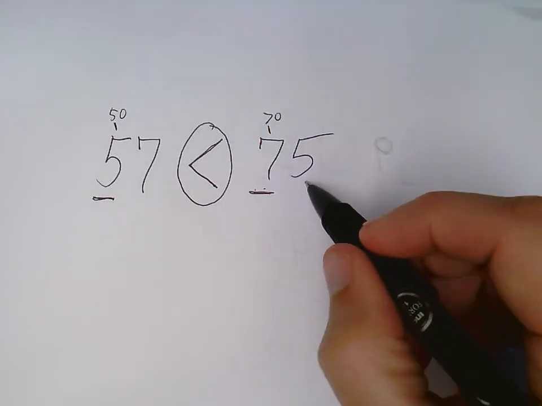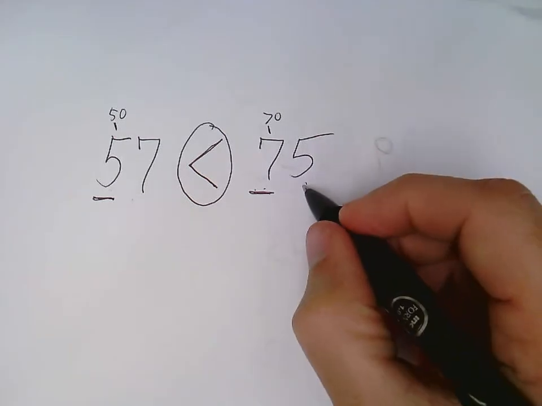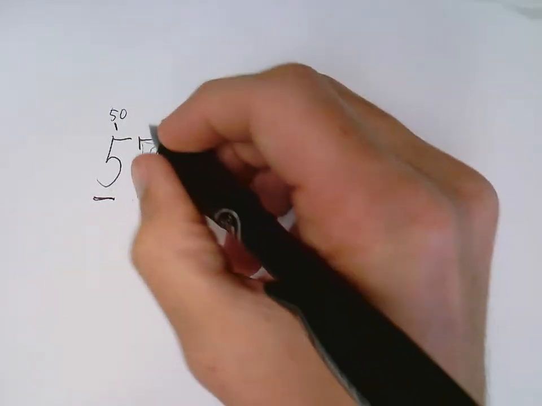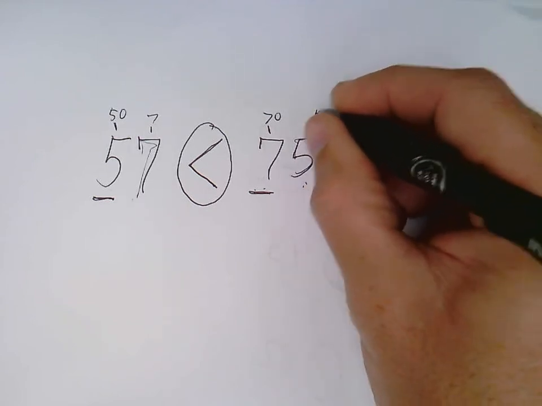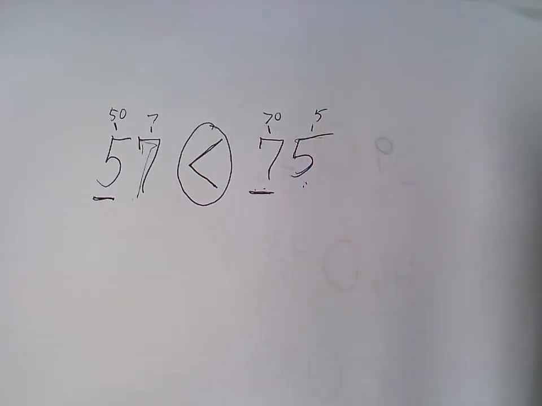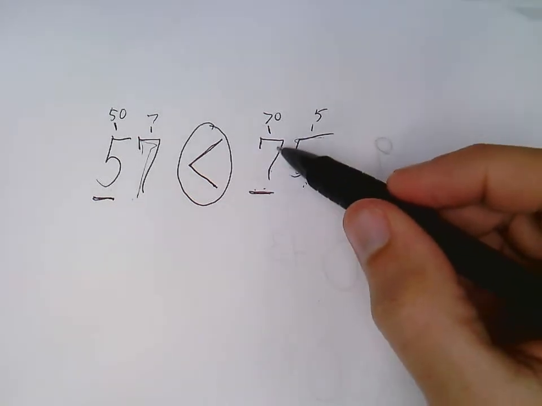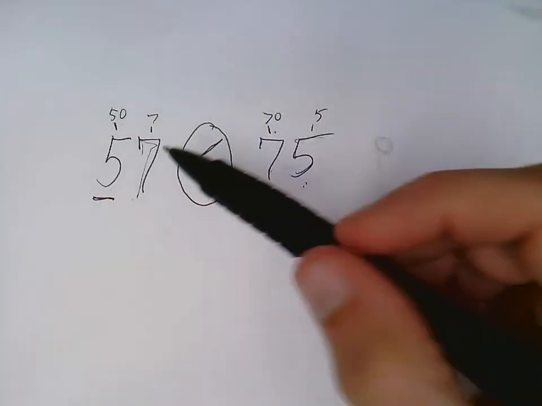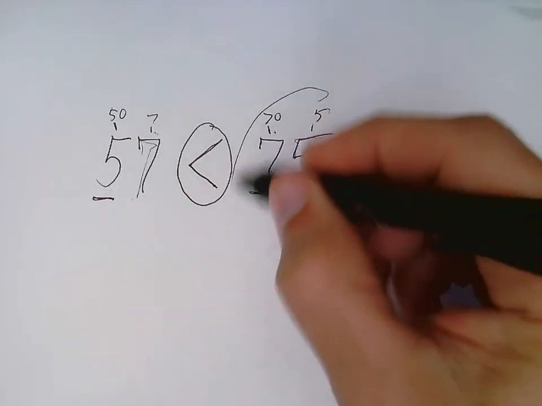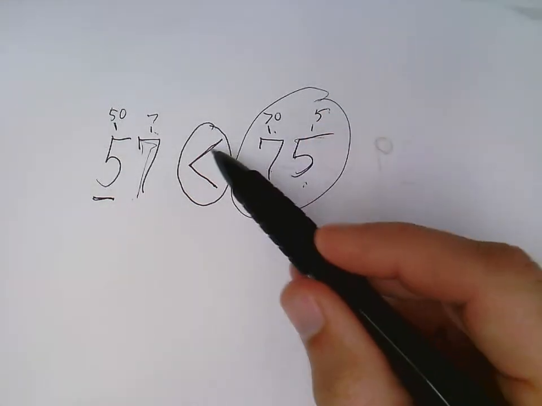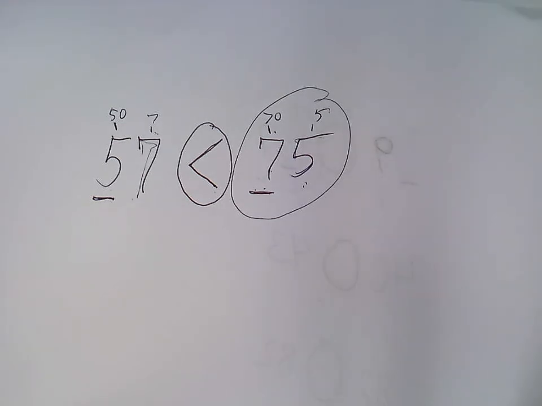In my ones place, I have a 7 there and a 5 there. This 7 in this problem is only worth 7. This 5 in this problem is only worth 5. So we can see, since this 7 is worth 70 and that 7 is only worth 7, this here, 75, is going to be my larger number. So my alligator is going to want to eat that 75.